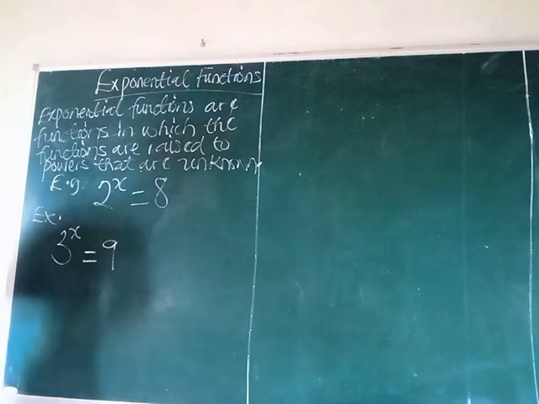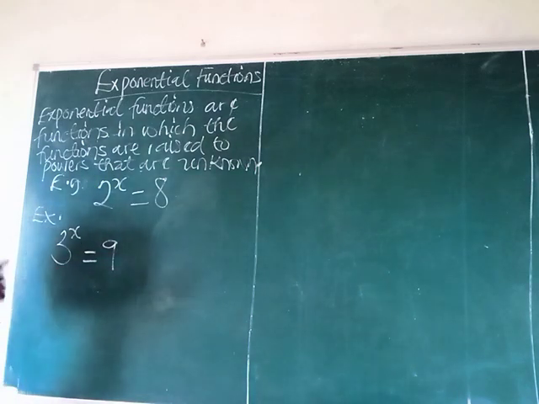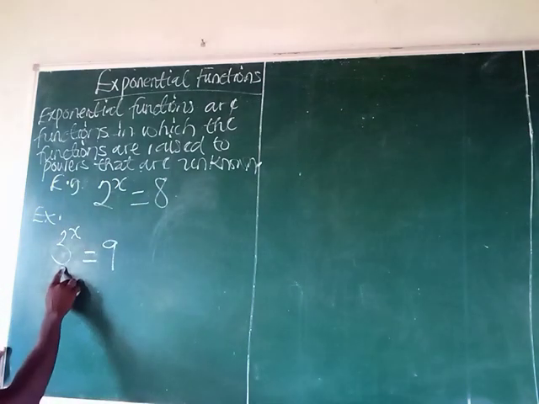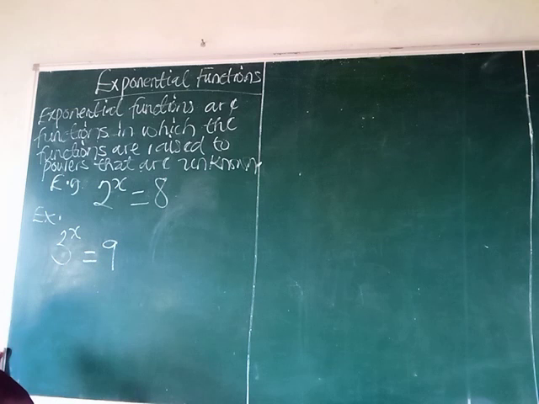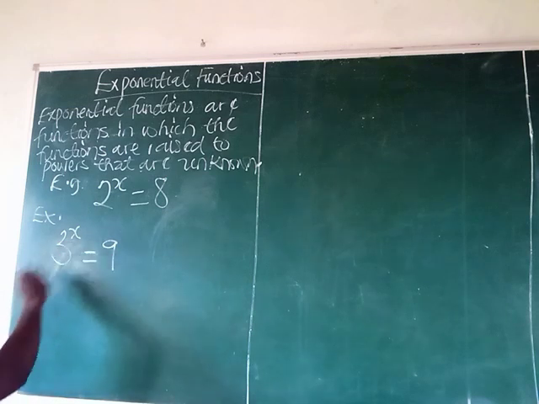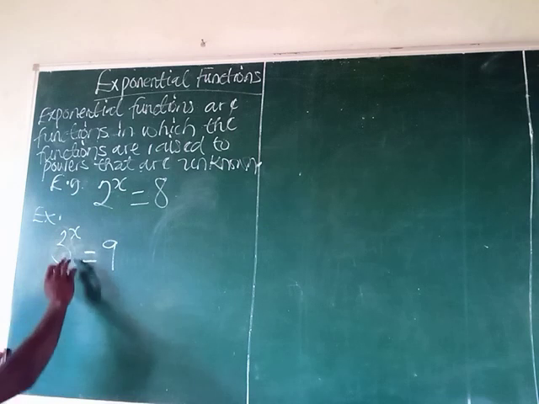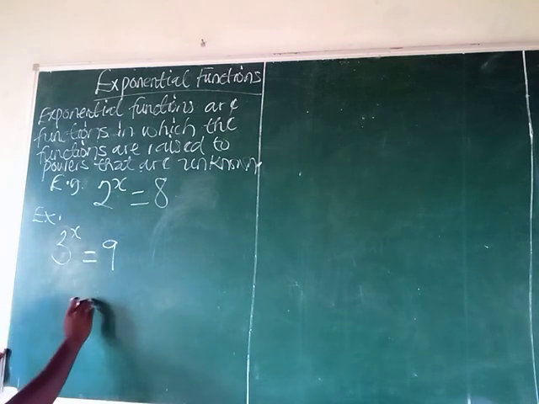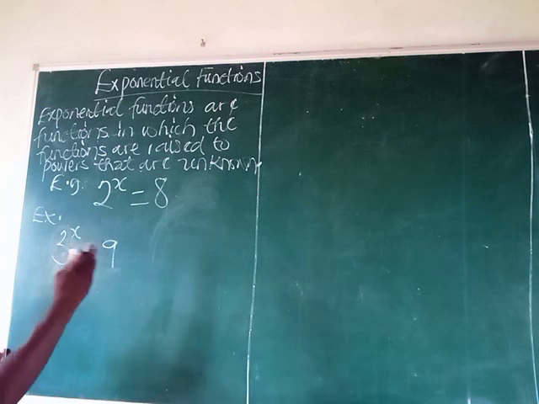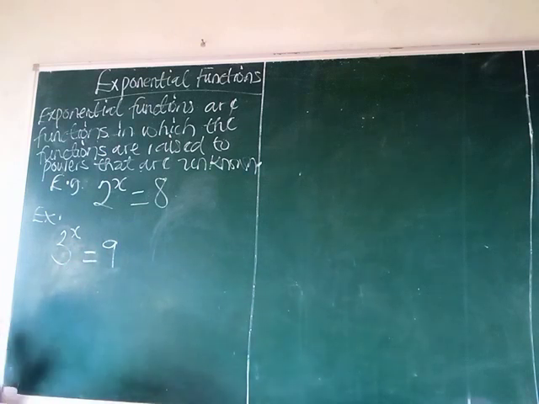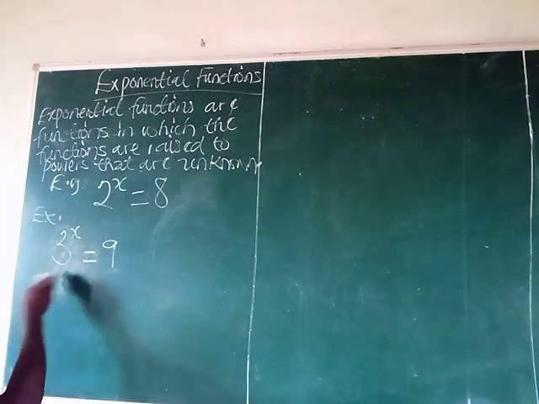The first thing you do is look at the two sides, the left hand side and the right hand side. What you need to do is make the number on the right hand side have an equal base with the one on the left hand side, which is 3. In that way, you'll be able to cancel the bases. For example, 9 can be expressed in base 3.